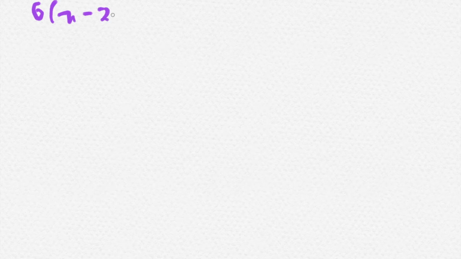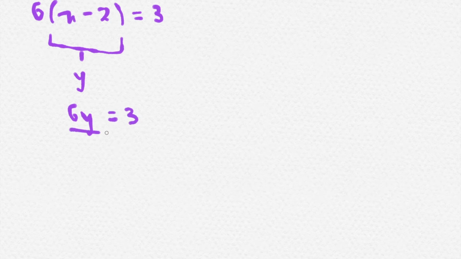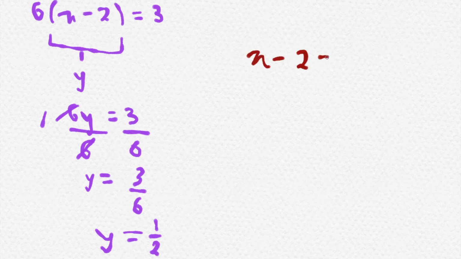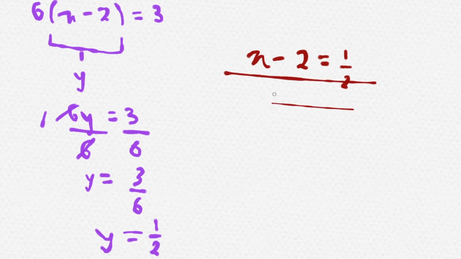Now, I'll explain why this does not work. 6 into x minus 2 is equal to 3. Similarly, like before, we'll take what is inside the bracket as the letter y. So, 6y is equal to 3. Divide both sides by 6. So this will give you y is equal to 3 over 6. So y will be equal to half. So when we sub in our y value, x minus 2 will be equal to half, not 0.